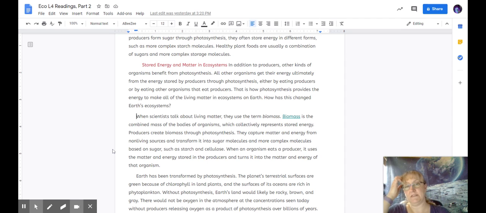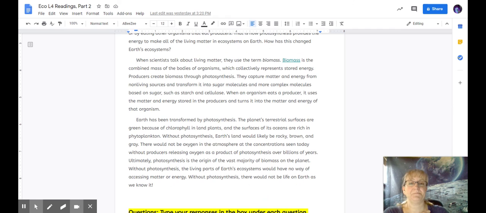Here we go. When scientists talk about living matter, they use the term biomass. Biomass is the combined mass of the bodies of the organisms, which collectively represents stored energy. Producers create biomass through photosynthesis. They capture matter and energy from non-living sources and transform it into sugar molecules and more complex molecules based on sugar, such as starch and cellulose. When an organism eats a producer, it uses the matter and energy stored in the producers and turns it into the matter and energy of that organism.